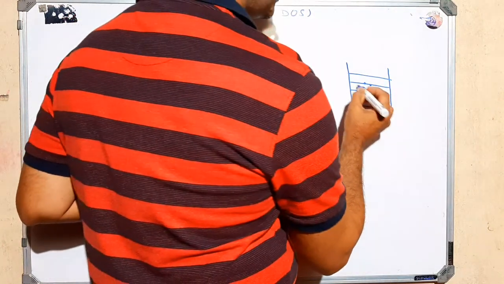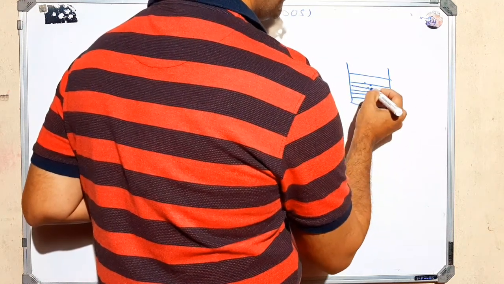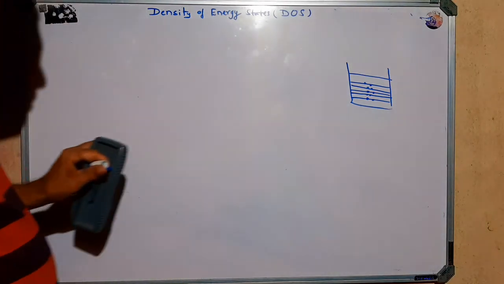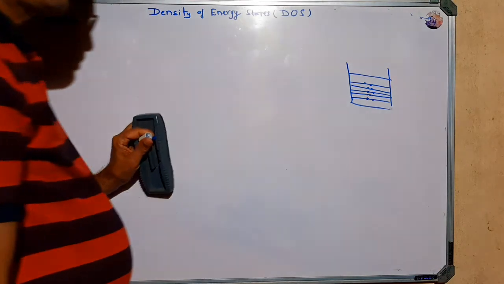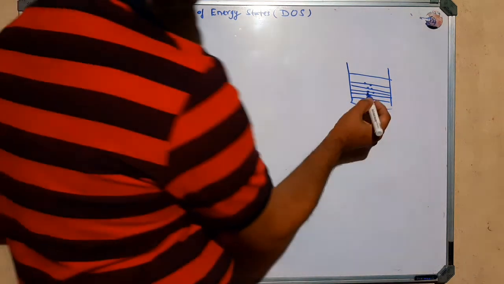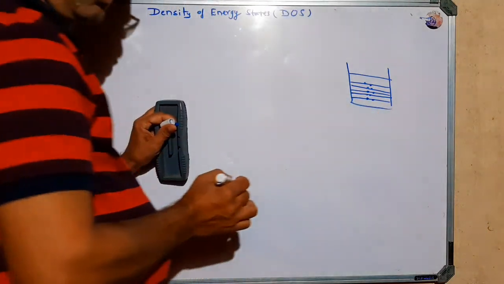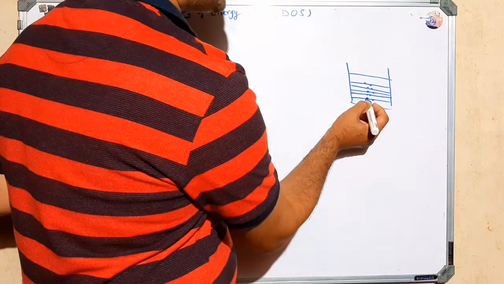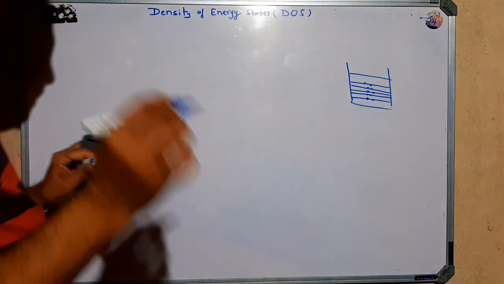Let us consider n number of such energy levels. Now in each energy level, if I put two dots, it means in each energy level 2 electrons can occupy, right? So 2 dots correspond to 2 energy states, or you can say 2 quantum energy states, or simply 2 quantum states.